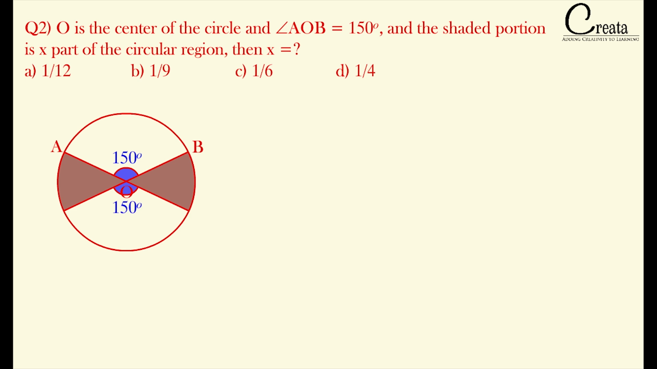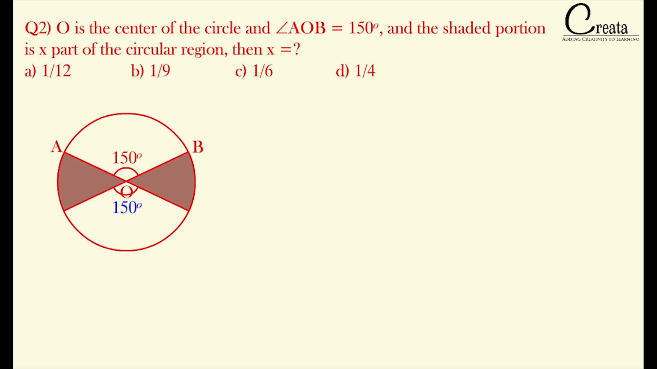So this is observation. Moving further to the question, it is talking about this shaded region. And in the question, it is given as the shaded portion is X part of the circular region. Okay, and we have to calculate the value of X, that is this shaded region is how much part of the complete circle. So let's approach the question. So basically we have to calculate area of this complete circle and area of this shaded region, and we have to tell how much part is the area of this shaded region of the complete circle.